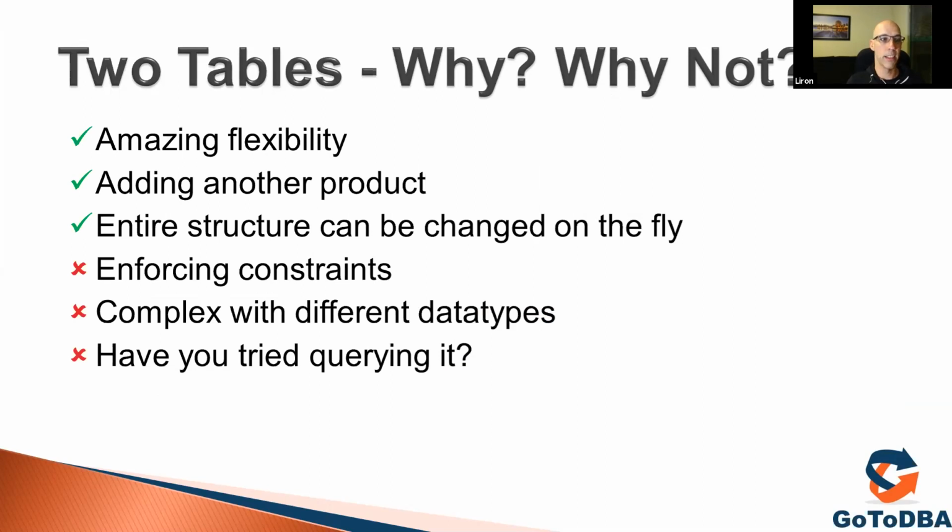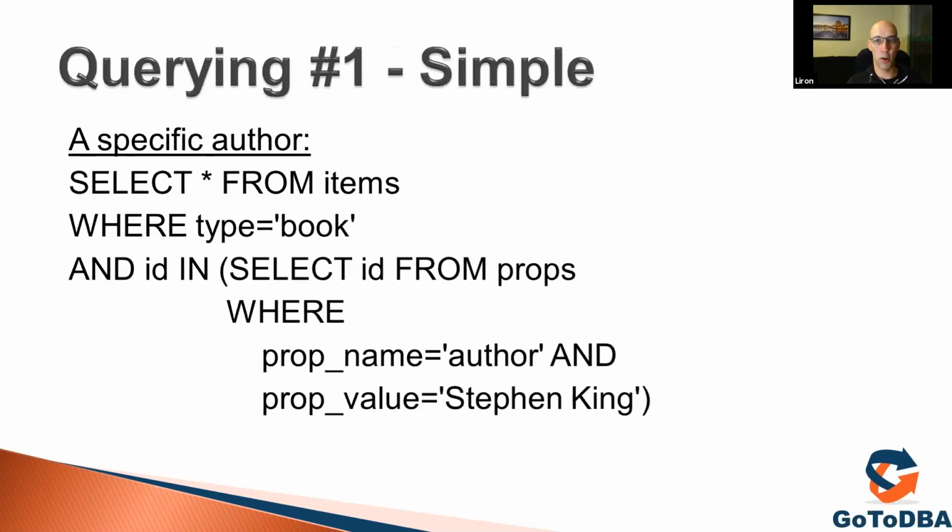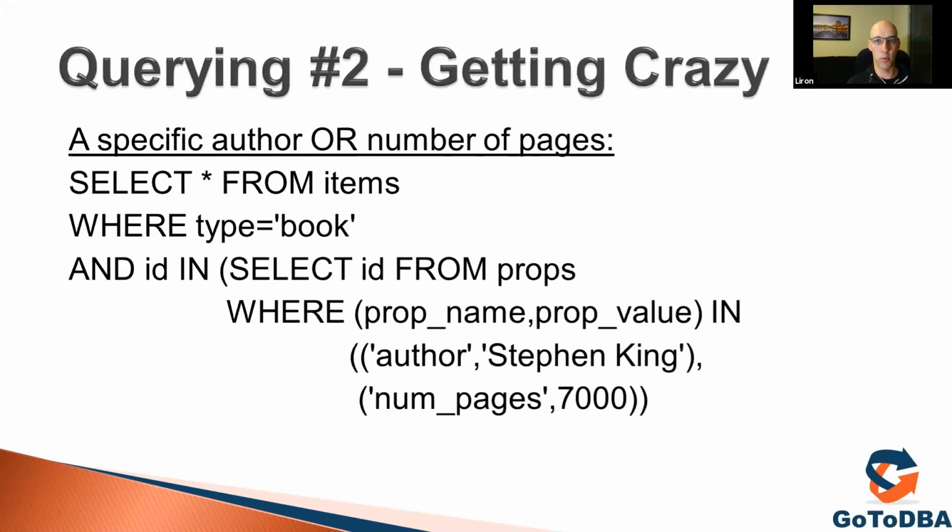And what about queries? So I don't have a lot of time, but I'll show you not this one. I'll start with this one. Query where the author is Stephen King and number of pages is 7,000. I need to query the props table. I hope you see my cursor. The props table and get the rows where the property name is author and the property value is Stephen King, and different rows where the property name is num pages and property value is 7,000, and then get all the IDs here and query the book.